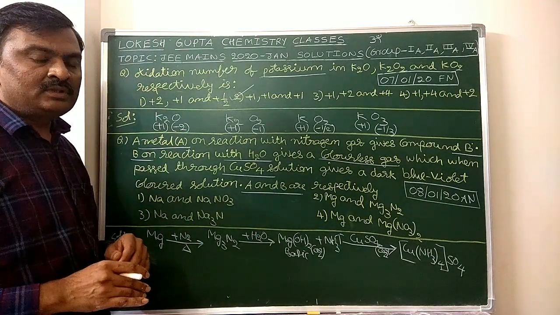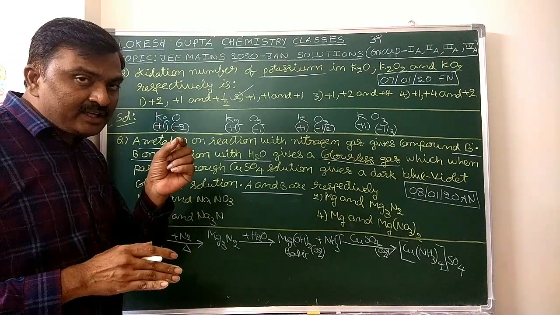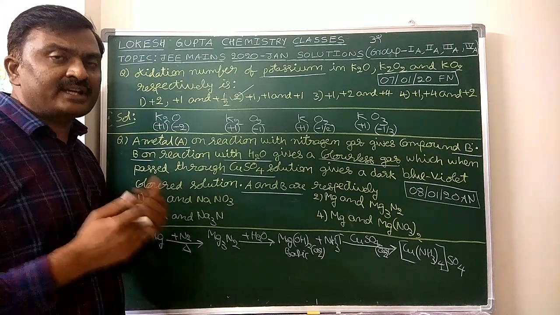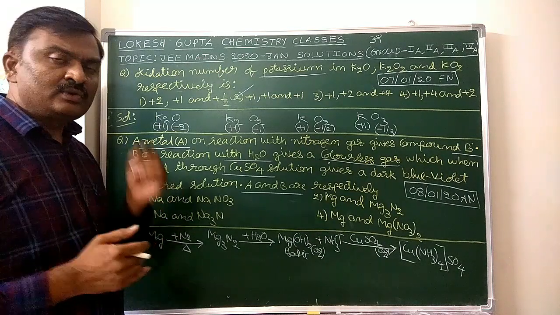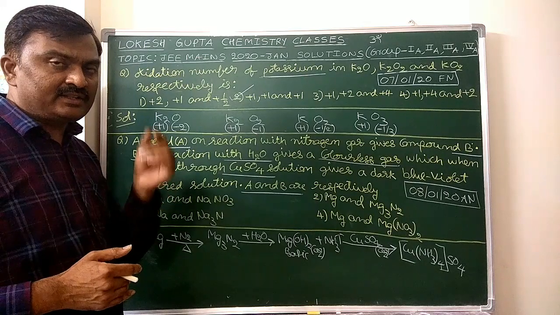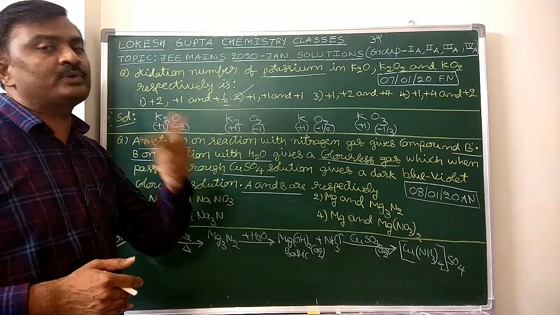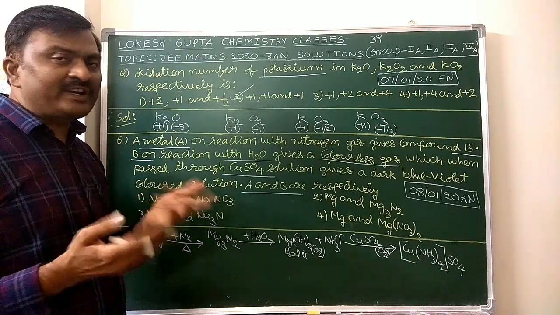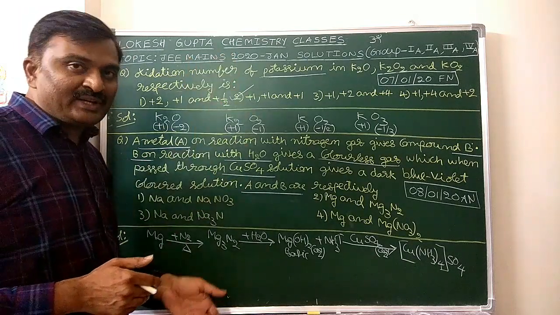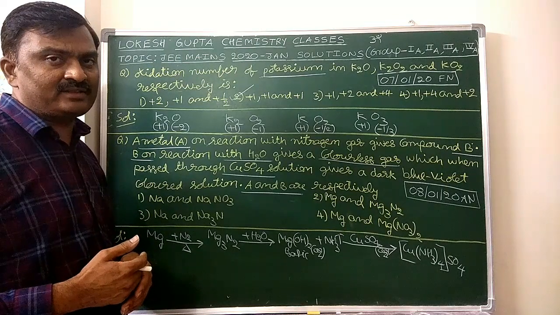Now, we know that in 1A group, only lithium can react with nitrogen. Remaining 1A group elements cannot react with nitrogen. Only lithium reacts with nitrogen and forms lithium nitride. This is because of the diagonal relationship of lithium with the 2A group element magnesium. So the 1A group element sodium has no reaction with nitrogen. All 2A group elements can react with nitrogen and form nitride.